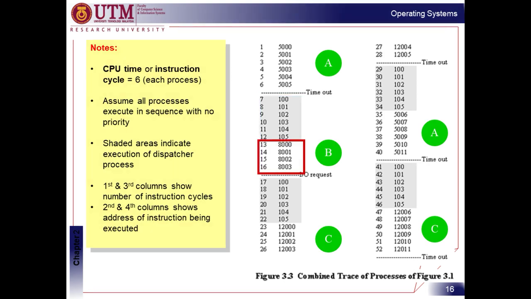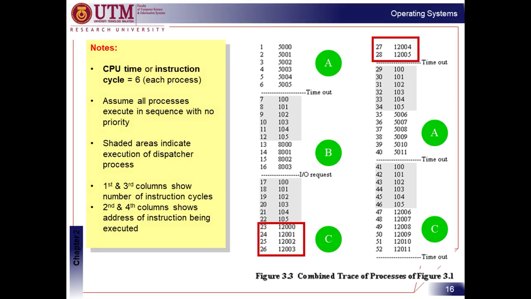Now process B starts running after process A gets its first timeout. It executes instructions from 8000 to 8003. After 5 cycles, process B needs to do something that takes time, like read from a file or write to a file, so it stops running for a while. Again, the dispatcher takes over the CPU for another 6 cycles to figure out the next process to run. The dispatcher uses the same memory space as before, within 100 to 105, as shown in the second shaded area.